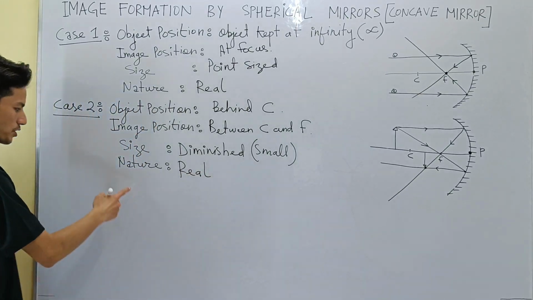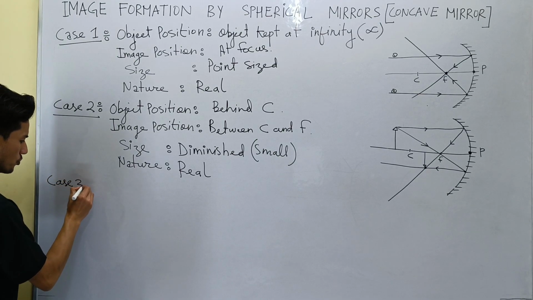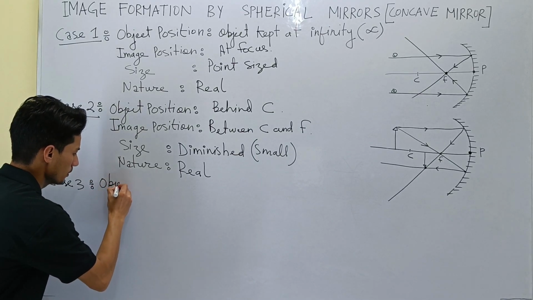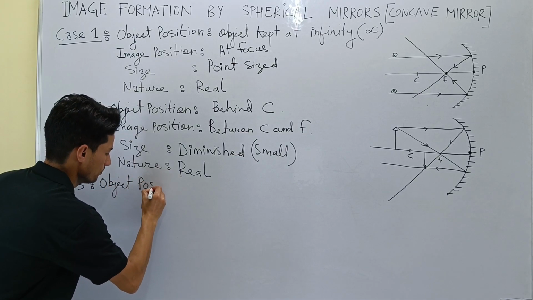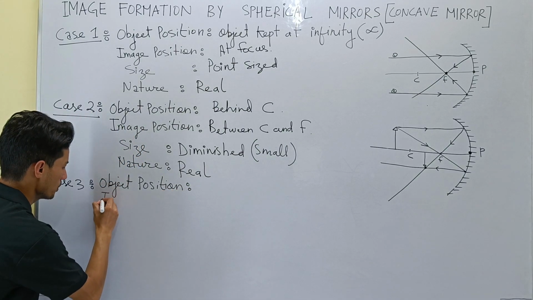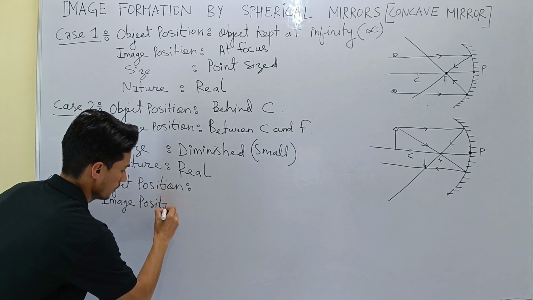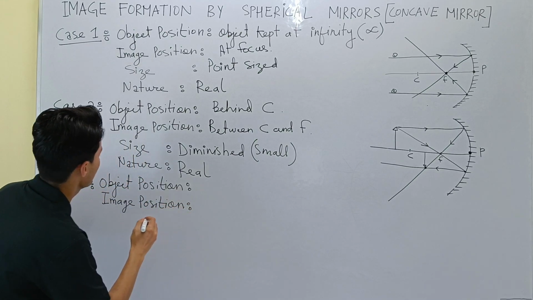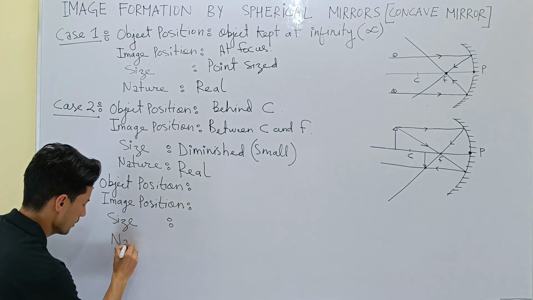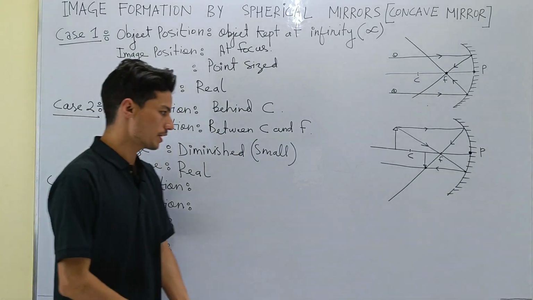Now we go to the next, case 3, okay? I have little room, so let me use this space also. Case 3. Now for case 3, write the same thing again. Object position, then image position, then size, then finally what do we write? We write the nature. Okay, I hope you are all following, class.